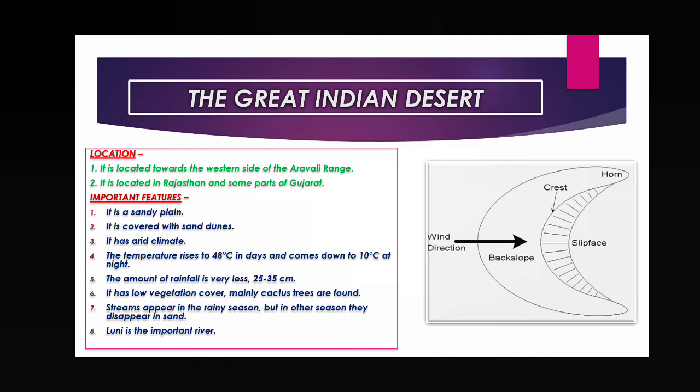Now come to the important features. It is a sandy plain, that means it is a plain area but covered by sand. It is covered with sand dunes. Now the question: what are sand dunes? In simple terms, a sand dune is a mound, M-O-U-N-D, not M-O-U-N-T, it is D. Mound means a small hill, a small hill made up of sand.